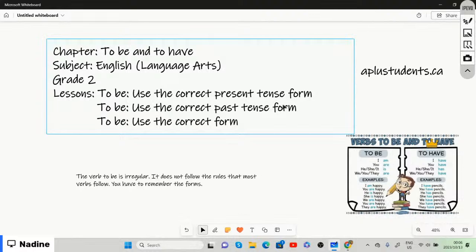And to be, where we will also use the correct form. And the correct form, either if it's present, if it's past, or to use the correct wording, such as either am, is, are, have, or has.